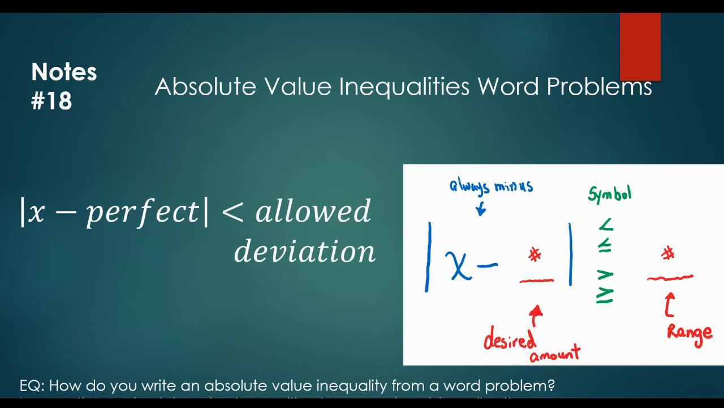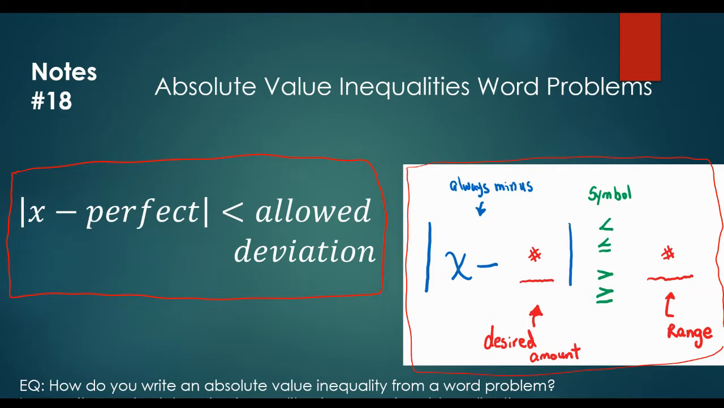Okay, so now if you get out a piece of paper, we're going to start notes number 18 for word problems. So I have two examples here. This is how you're going to write the absolute value inequality problem. So one way to think of it is there's always an X, always a minus, your perfect outcome, and the allowed deviation.